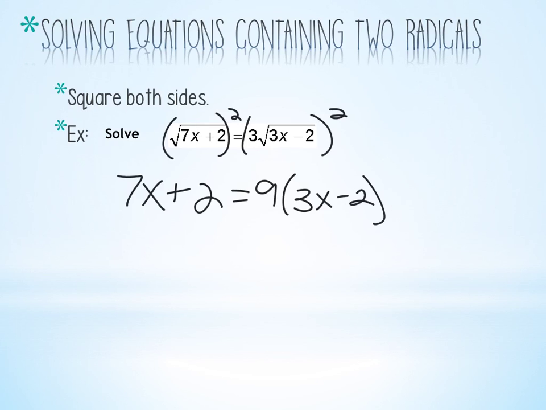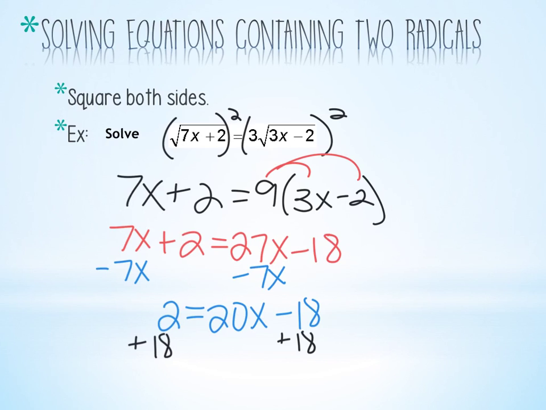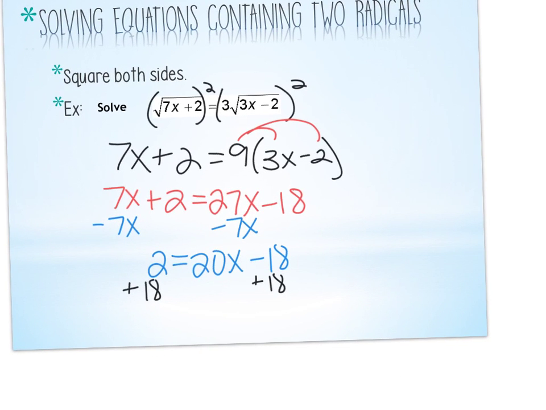Now, if this was step 1 and we were just solving this equation, what would you start with? Good. Distribute that 9 into both. What's 9 times 3? 27. What's 9 times negative 2? Negative 18. Subtract the 7x. Add the 18. And divide by 20.